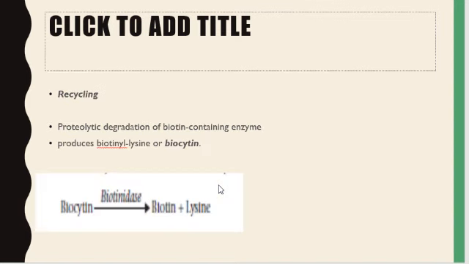Recycling is an important point regarding biotin. Proteolytic degradation of biotin-containing enzymes, both in the intestinal lumen and in the tissues, produces biotinyl lysine, or biocytin. It consists of biotin bound to the epsilon group of lysine. Biotinidase is the enzyme which cleaves biocytin to biotin and lysine, thus biotin is recycled.